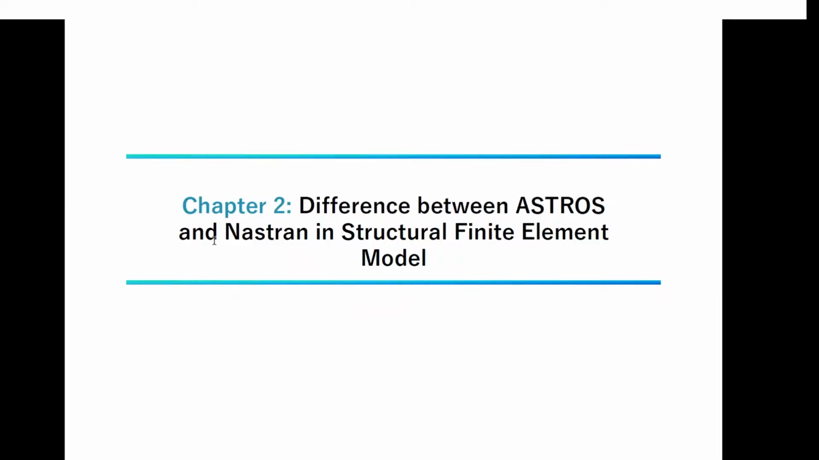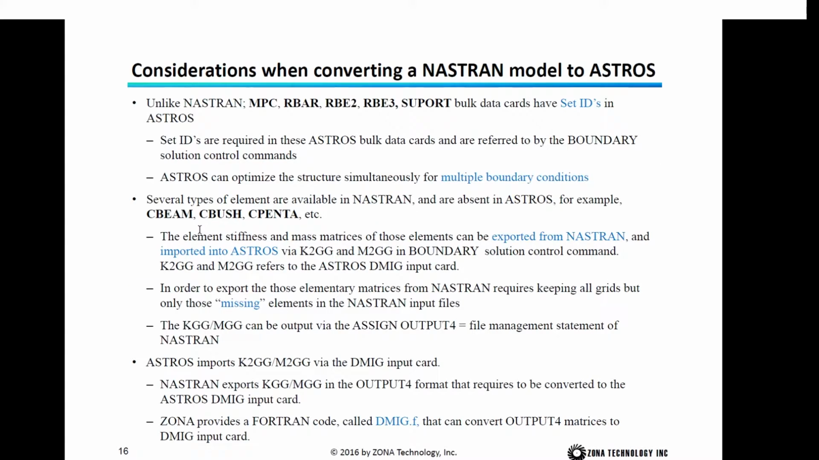Chapter 2, Difference between ASTROS and NASTRAN in Structural Finite Element Model. Unlike NASTRAN, the MPC, RBAR, RBE2, RBE3 and support cards of ASTROS have a set ID, where NASTRAN doesn't have a set ID for those cards. And set IDs are required in ASTROS and are referred to by the boundary solution control command. ASTROS can optimize the structure simultaneously for multiple boundary conditions.